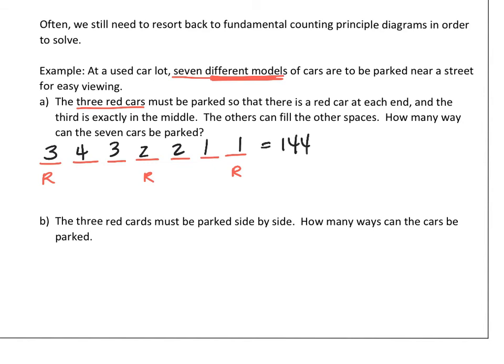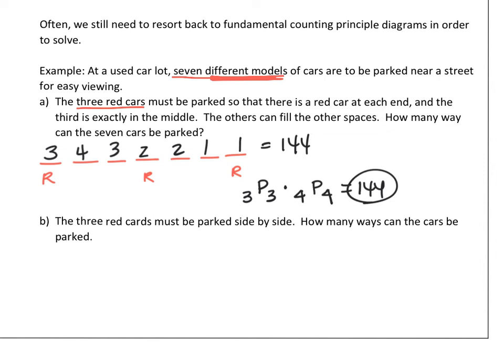You could also, technically, what this means is I have 3 red cars and I want to place all 3 of them where order matters. And then I have 4 other cars and I want to place all 4 of them. This also equals 144. So you can see it either way. Now, the 3 red cars must be placed side by side.